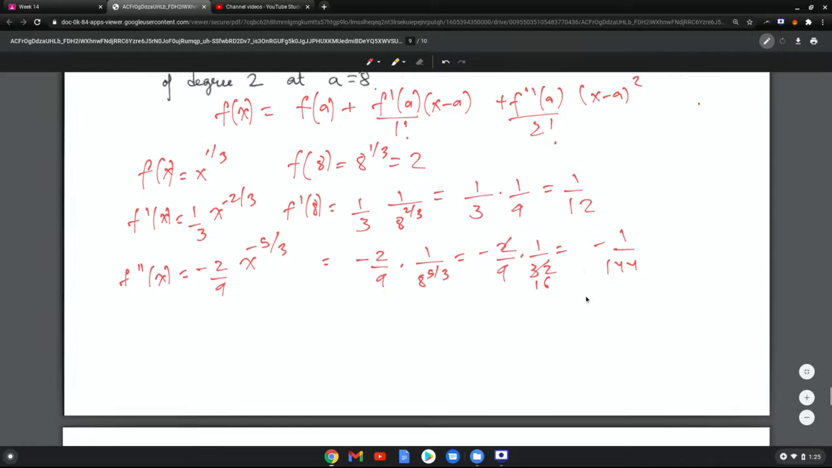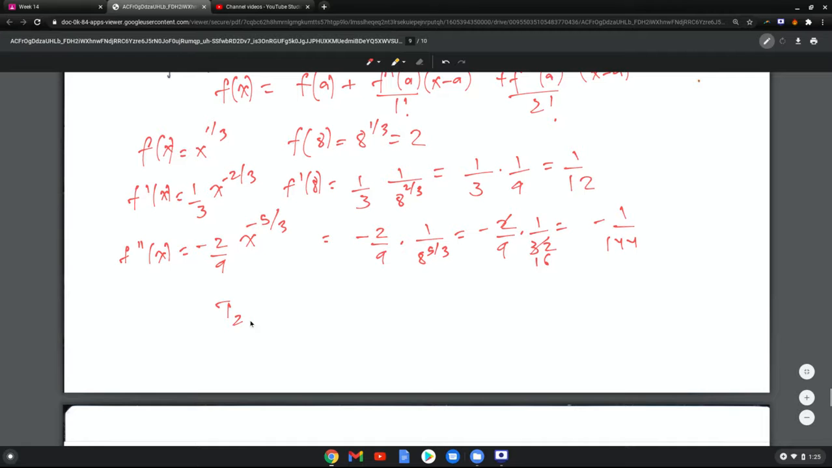144. So the Taylor polynomial of degree 2 is going to be f of 8 plus f prime of 8 times x minus 8 plus f double prime of 8 times x minus 8 squared over 2 factorial, which is going to be my approximation for the cube root function.